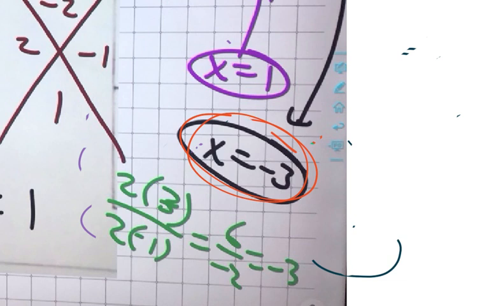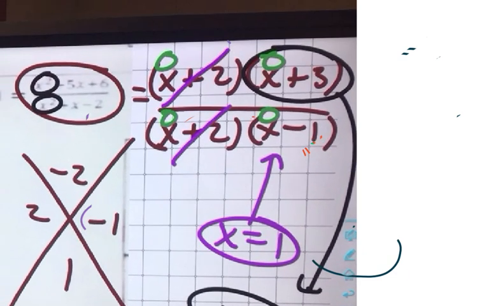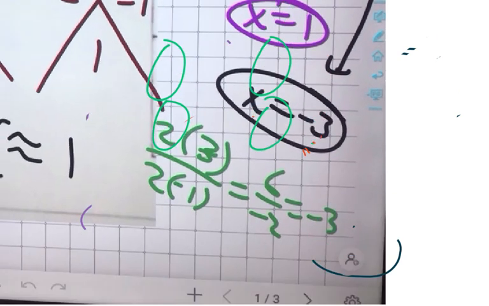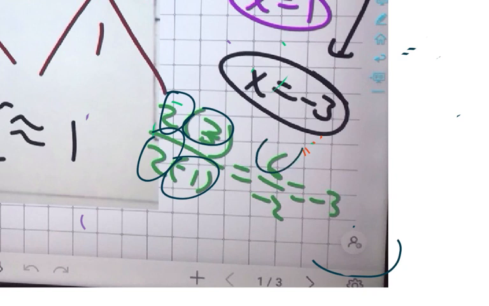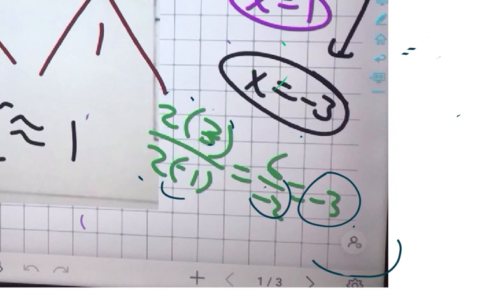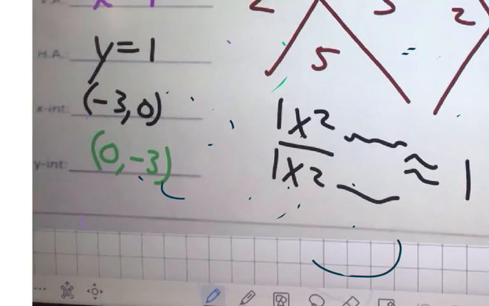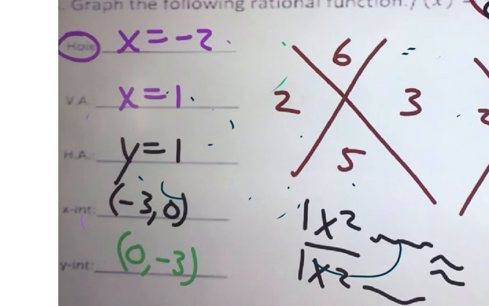Now, for the other intercept, that's real simple. We just plug in 0. So in other words, if you look here, follow the green. When I plug in 0 there for x, what happens? I get 2 times 3 over 2 times negative 1. That's 6 over negative 2, which is negative 3. So now I'm going to put all that information together and use it to do the graph.